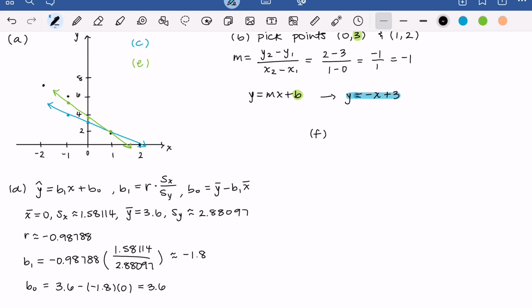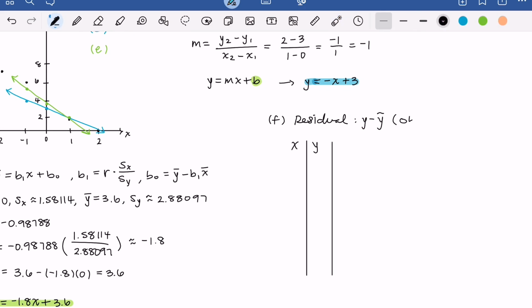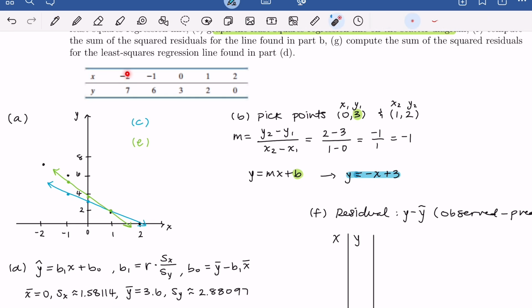F. We are trying to find this residual, which is going to be y minus this y hat. But in this case, we're working with this line. So per usual, we are going to set up a table. We're going to have our x and y values here. Then we're going to put this y hat here. So this is going to be our residual value. Let's write this here, it is going to be our observed value minus our predicted value. So for example, if x is -2, our observed value is 7. But then this y hat is going to be what's predicted based off of this equation that we found.